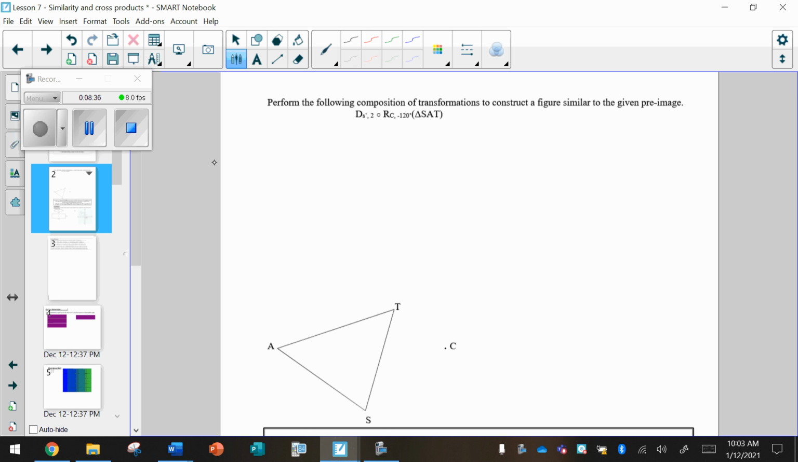Now, just to warn you, after you rotate it, your shape will be fine. But then when you do the dilation of 2 on the rotated triangle, point A, A double prime, is going to end up off your page. Okay? But don't panic. You can still do S and T. So pause the video, do the construction, then come back.